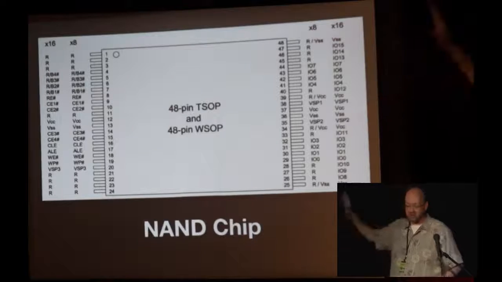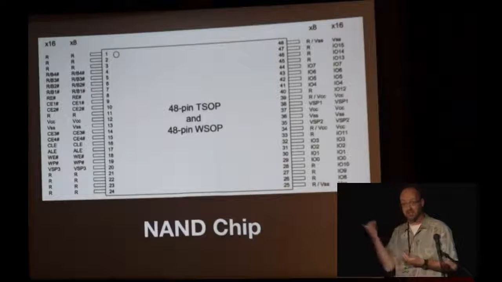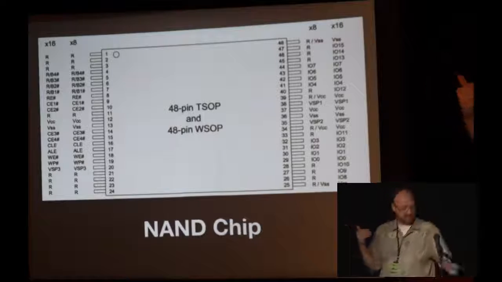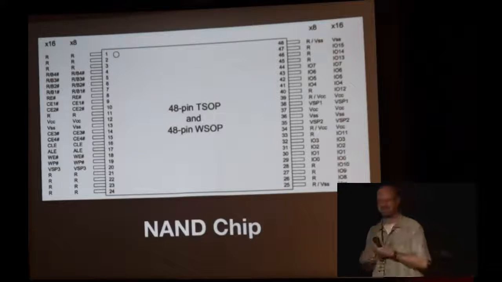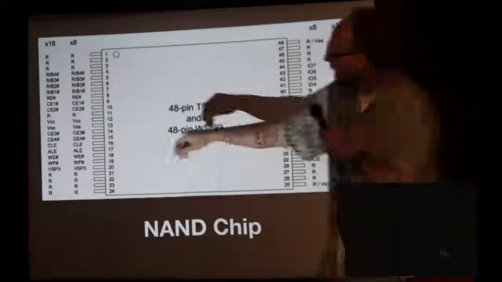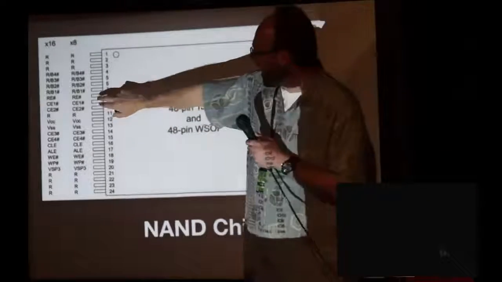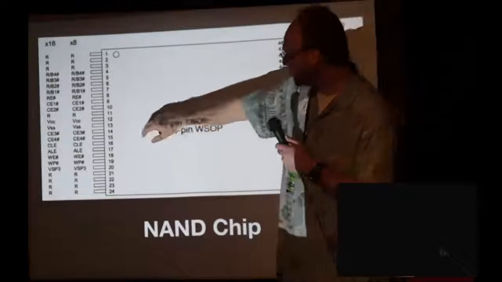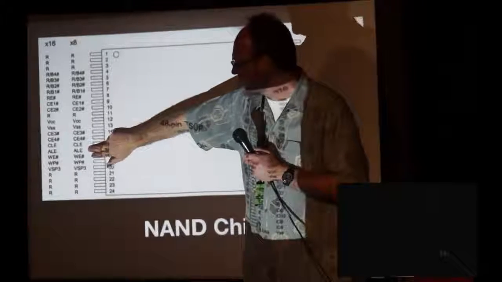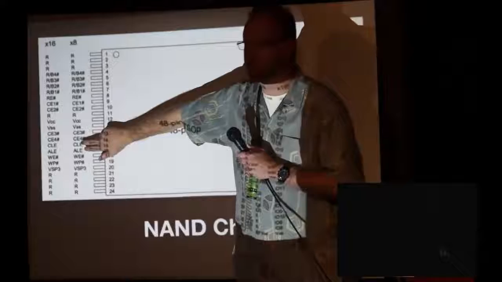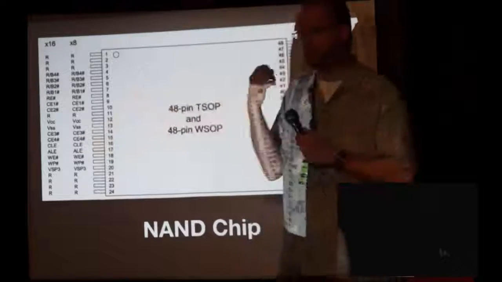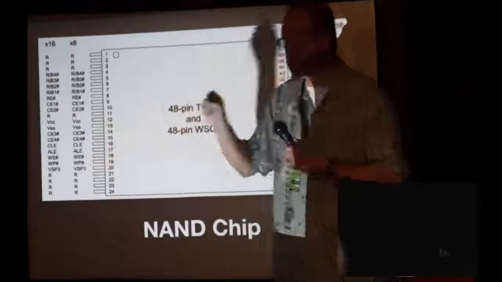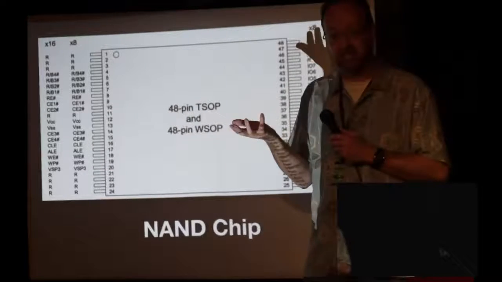So what we have here is a bunch of I/O pins for sending data back and forth. We have read enable, chip enable, address latch enable, command latch enable, and I'm going to explain all of these in gory detail. We have a write enable, we also have a write protect, and a write protect is quite simple.